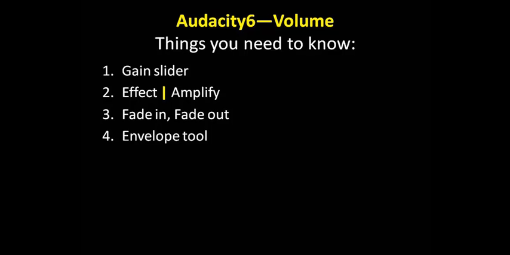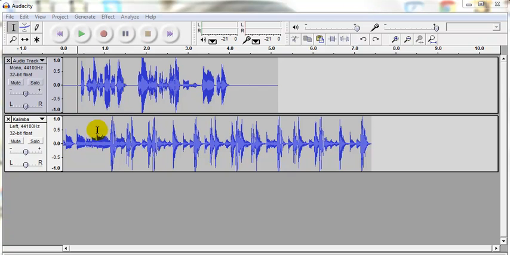There are four ways to control the volume. First one is to change the gain on the little gain slider. Let's listen to the whole thing. You'll see how the music is sort of overpowering the words.